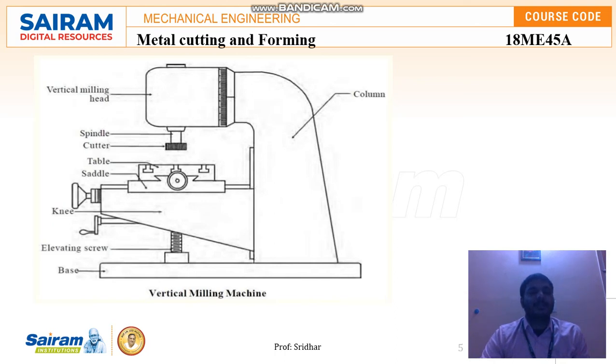In the horizontal machine the arbor holds the cutter, and in the vertical one it is held by the vertical milling head. The elevating screw is similarly used to adjust the height between the workpiece and the tool. Even when running at high speed, the workpiece and the tool should be held rigidly so they do not get damaged during the machining process. So these are some of the major differences between the vertical and horizontal milling processes, and the working principle of both machines. Thank you.